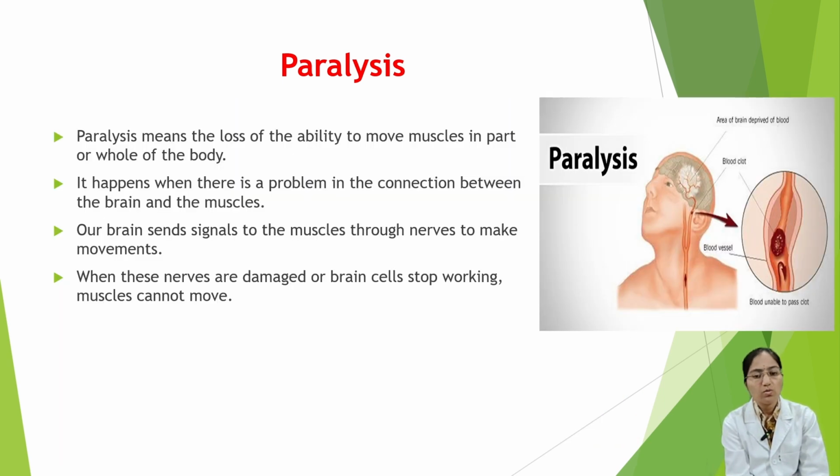We'll see what is paralysis. Paralysis means the loss of ability to move muscles in part or whole of the body. It happens when there is a problem in the connection between the brain and the muscles. Our brain sends signals to the muscles through nerves to make movements. When these nerves are damaged or brain cells stop working, muscles cannot move.